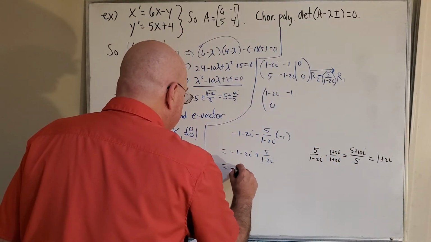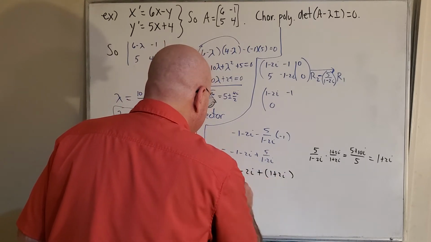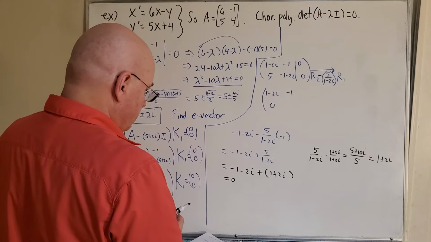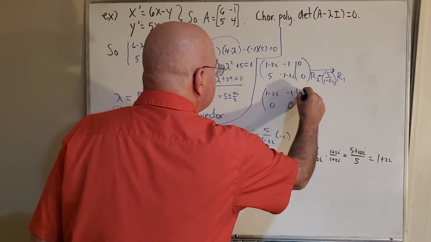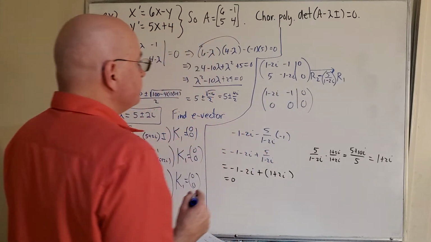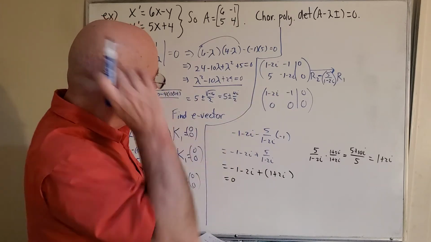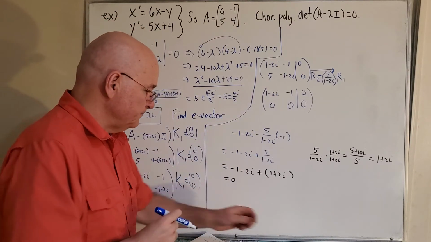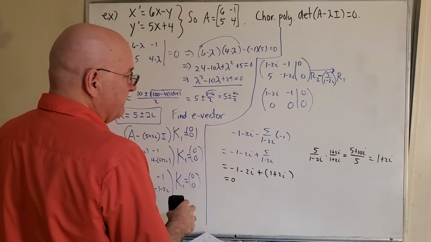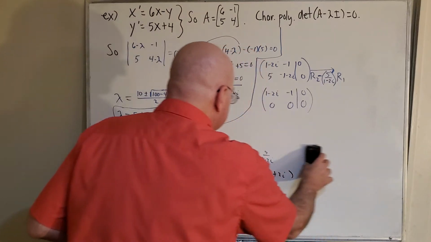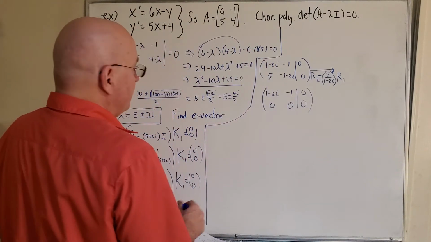So we have negative 1 minus 2i plus 1 plus 2i, and we get 0. So all of that work was just to show that we get this. That's our reduced matrix. The first entry is 1 minus 2i, and the other one is negative 1. I'm going to erase this scratch work here. Okay, so remember what we've got here.